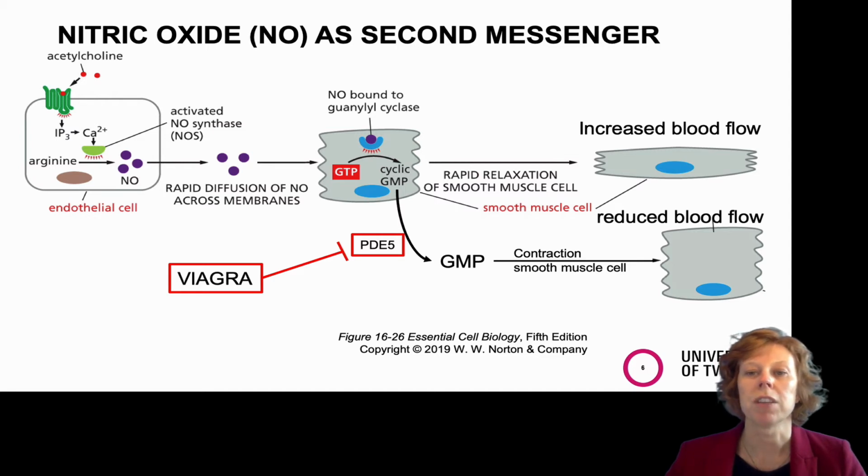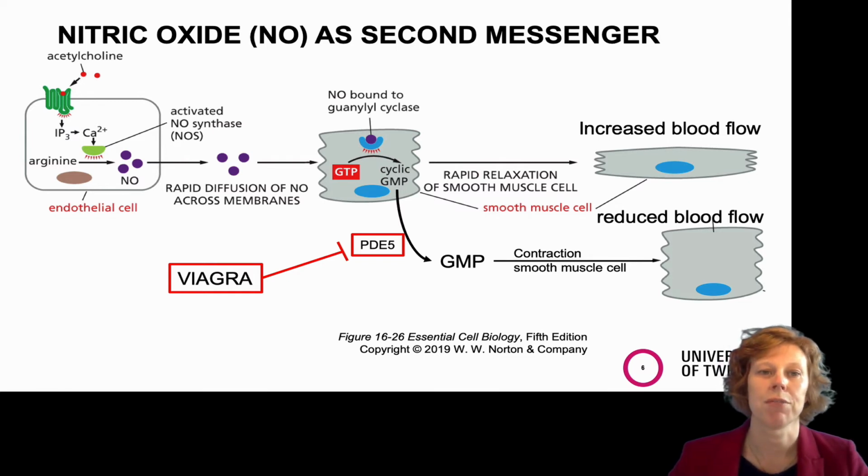One well-known drug that targets this particular pathway is Viagra, which prevents the breakdown of cyclic GMP, resulting in a prolonged signal, a longer increase in blood flow into the spongy erectile tissue of the penis, and thus prolonged erection. Note that nitric oxide gas is highly toxic when inhaled and should not be confused with nitrous oxide, also known as laughing gas.